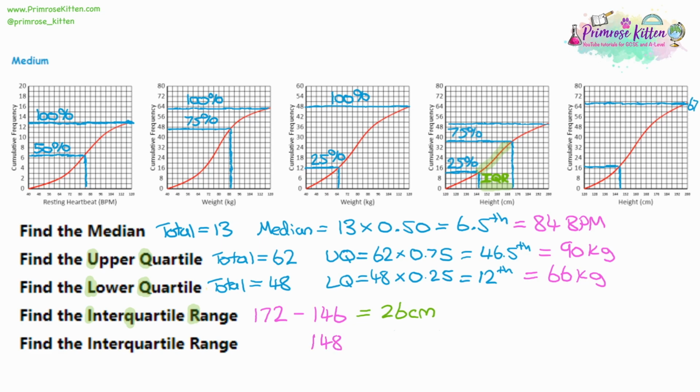Now we need to find the upper quartile, so we go back to the 67, multiply it by 0.75, and that's going to give us 50.25. So we've got up to 50 and a little bit above 50. Draw a line across, then come down. And it looks like we're just above 172. So let's say 173.